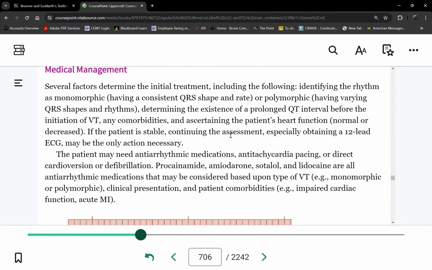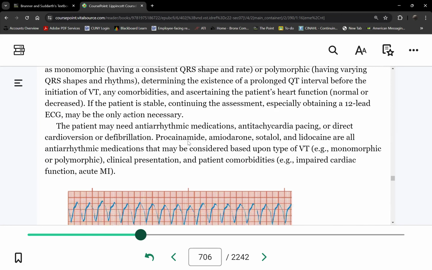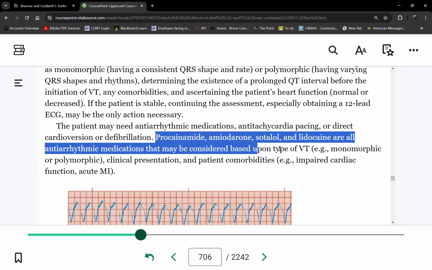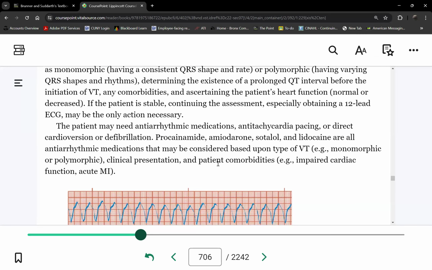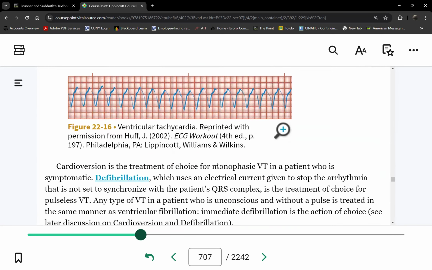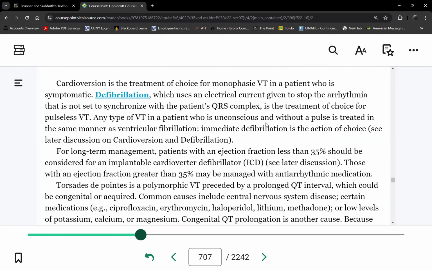Okay, management. We have medications. So these are your treatments. Of course, if it's pulseless, what's the treatment for pulseless VTAC? CPR and defibrillation. So cardioversion or defibrillation. Procainamide, these are the drugs used to treat VTAC. If it's a stable VTAC, meaning VTAC with a pulse, then we have defibrillation.